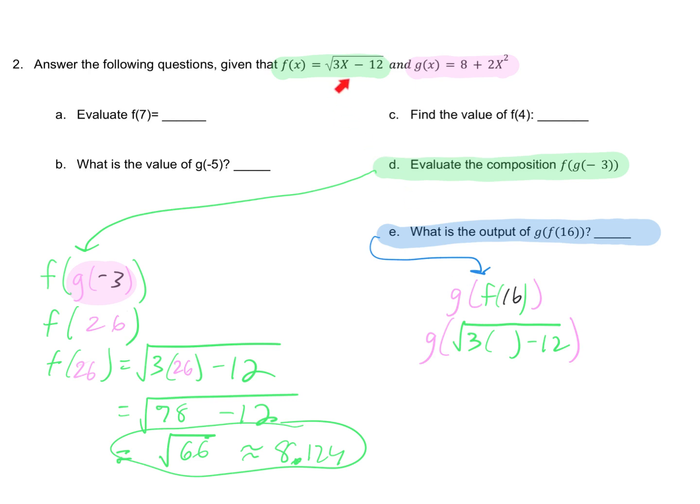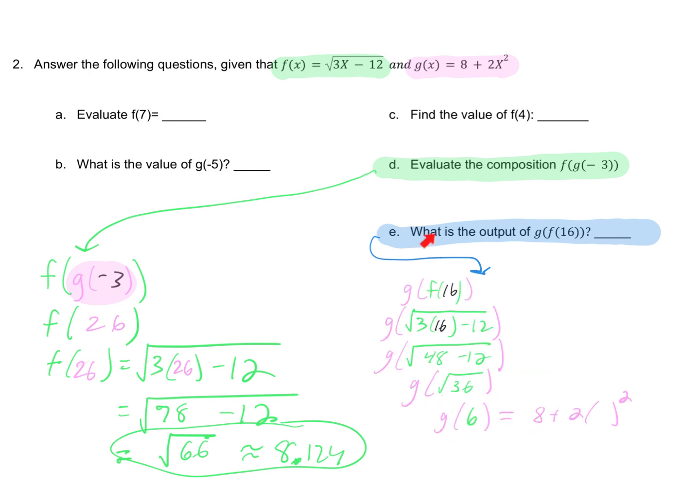F is the square root of 3x minus 12. The x value is 16. So 3 times 16 is 48. And 48 minus 12 is 36. And the square root of 36 is 6. So now we need to evaluate g of 6.